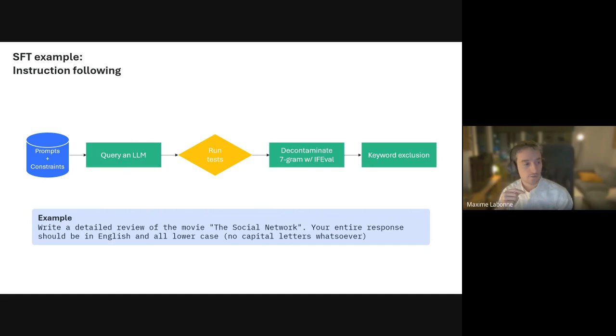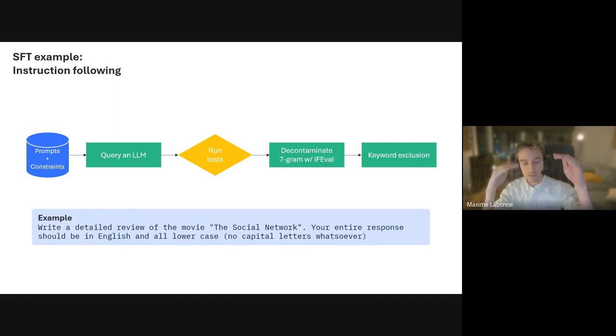So here, there's a very simple pipeline that you can follow to create an instruction following dataset. So you have an example here of instruction following. Write a detailed review of the movie, The Social Network. And then we have 2 constraints. Your entire response should be in English, first constraint, and all lowercase, second constraint. So this is the kind of stuff that you want to do for instruction following. You want to train the model to precisely follow these constraints.